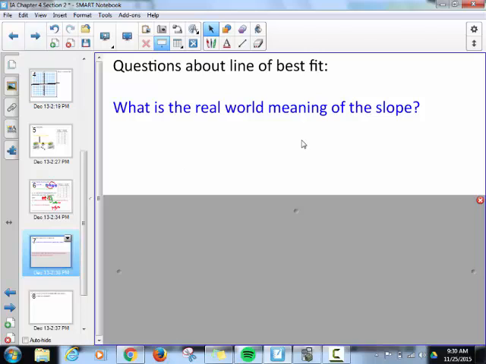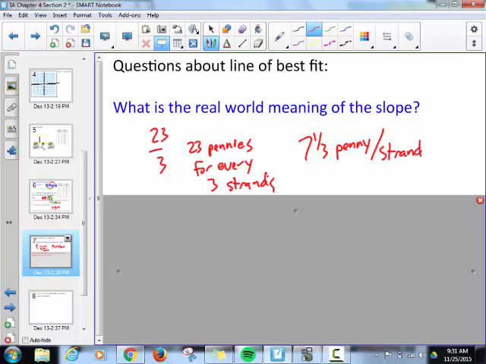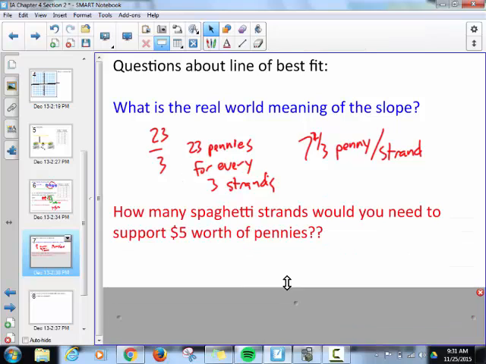So, yeah, if I use my 23/3, I could say there's about 23 pennies for every 3 spaghetti strands. Or if I simplify that, I could say there's about 7 1/3 pennies per strand. If I'd actually divided them, 23 divided by 3. Oh, sorry, 2/3, my fault. 7 2/3 pennies per strand. So either of these would be just fine.